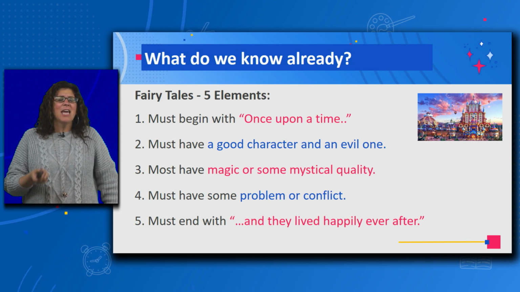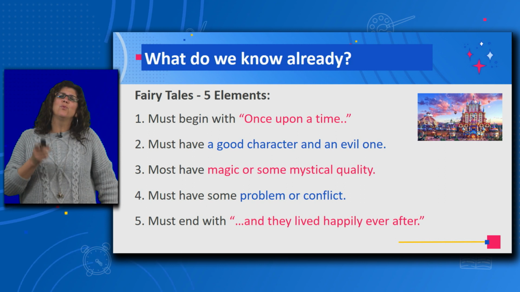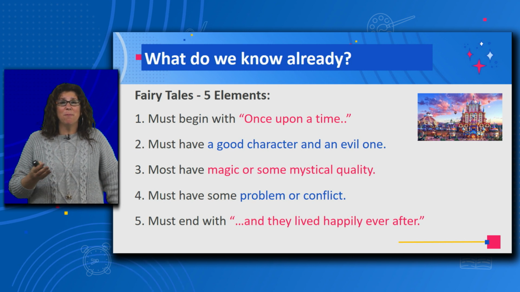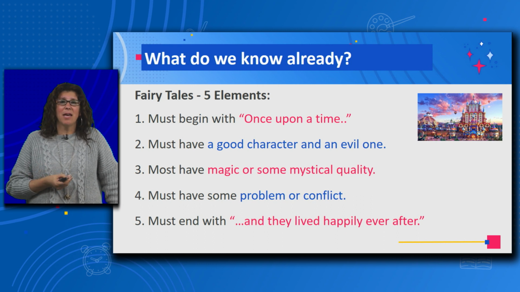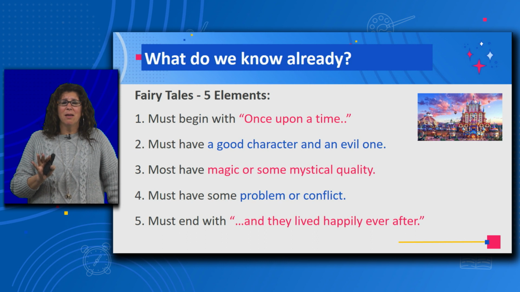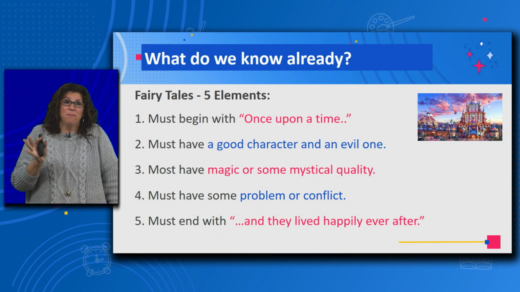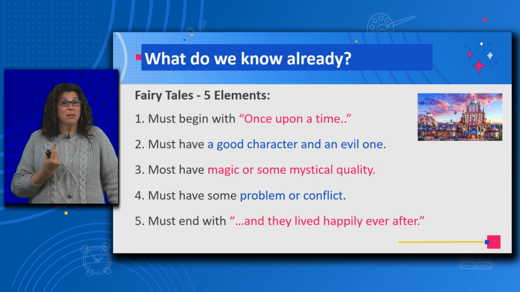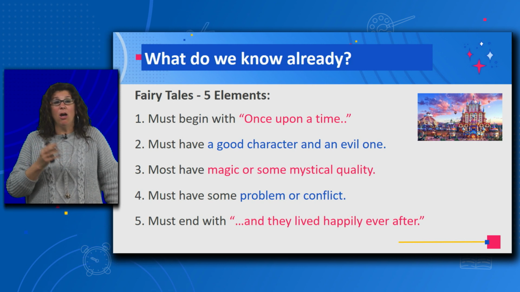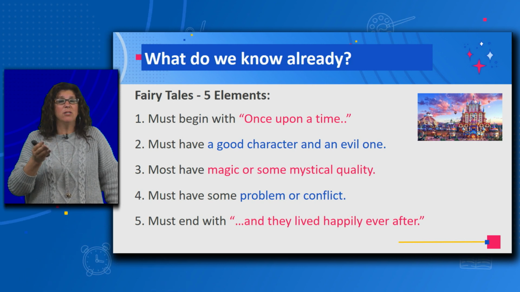In fact, if you think about it, I don't think there's one fairy tale that we know of that doesn't start with once upon a time and end with and they lived happily ever after. And if you think about it, it doesn't matter which one you think about, they all have a good person and a bad person. Sometimes they have more, but at least one. There's usually magic or some mystical quality. I can already hear some of you saying, oh, well, I've seen it and there's no magic.